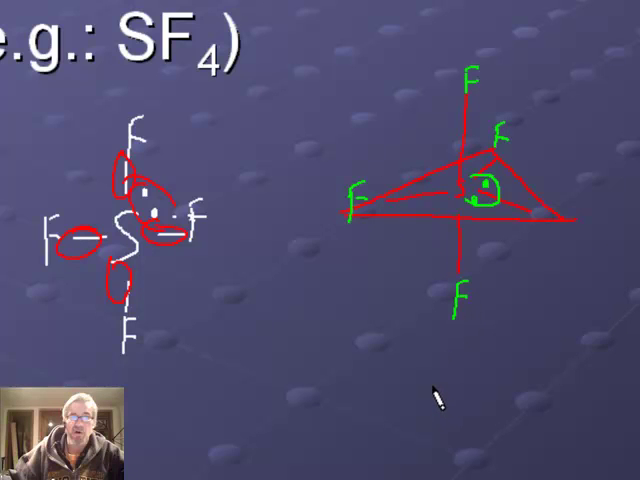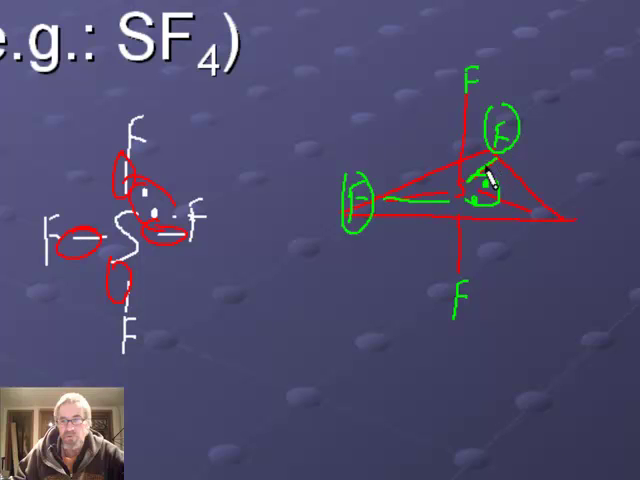This shape is called a seesaw shape. It's not easy to see here, but with a model it would be easier. This fluorine and this fluorine represent sort of the base of the seesaw. There's the fulcrum, and then here's where one kid sits, and here's where the other kid sits on the seesaw. So this is a seesaw that's set on end.